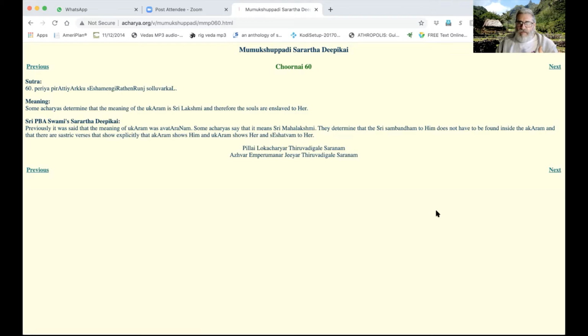They determined that Sri Sambandham does not have to be found inside the akara, and that there are shastric verses which show explicitly that the akara shows him and the ukara shows her, right? The letter A shows him, the Supreme Lord, and the letter U shows her, and the servitorship by the souls to her. Right. Now, because she comes in the middle, she has a relationship with him, and she has a relationship with us, the souls. Her relationship to the Supreme Lord is also one of subservience, but also she is the consort of the Lord. So she has that relationship. She has the relationship of a mother to us. She has another relationship to us, but we are also subservient to her.